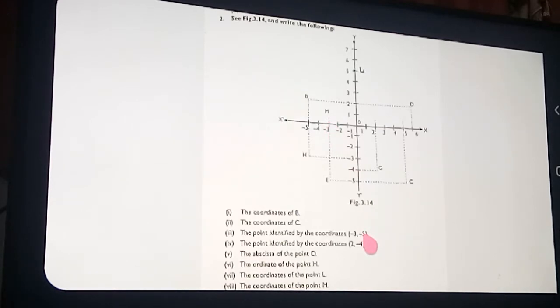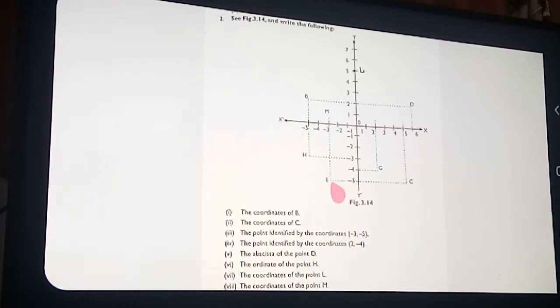And then what is here? Y-coordinate. Y-coordinate how much? -5. Where are -3 and -5 meeting? Which point is identified by these coordinates? E. See here, what is the x-coordinate of E? -3, and the y-coordinate of E is -5. Therefore, the point identified by the coordinates -3, -5 is E. Have you written? Write down.